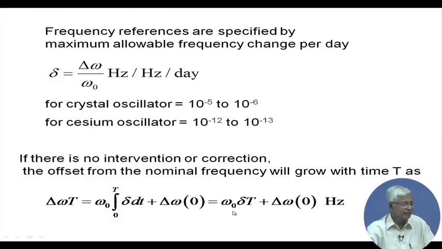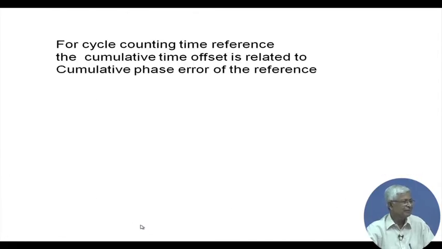So, it is omega naught delta into capital T plus delta omega at 0, that is the initial time when it started. So, this is the without intervention over the time capital T. Now, let us see the time scale.